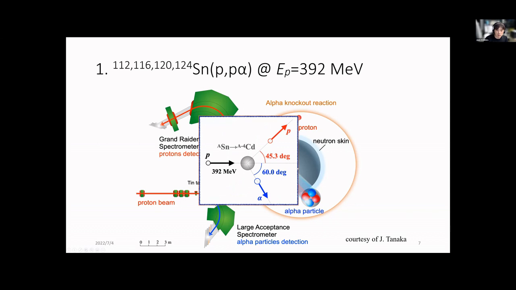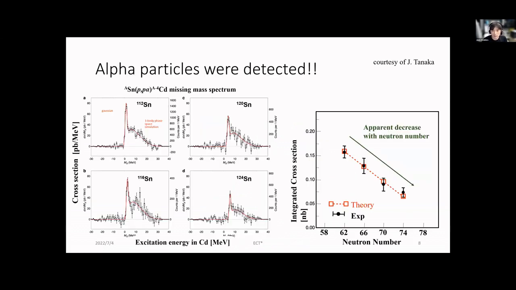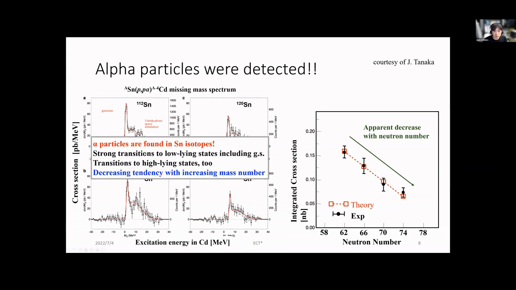And finally, we detected, and this is the missing mass spectrum of the knockout (p,pα) reactions of each tin isotope. So finally, the alpha particles are really there in the tin isotopes.